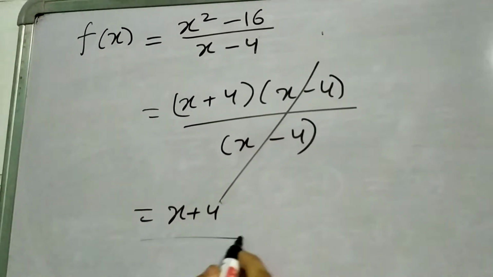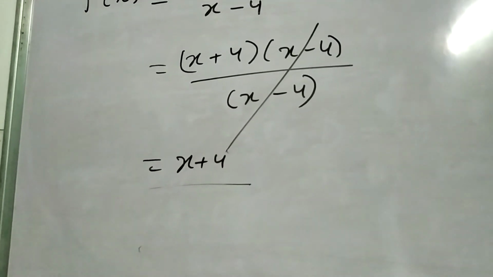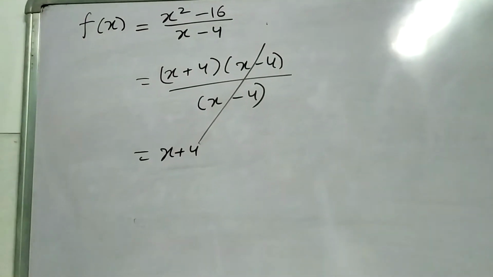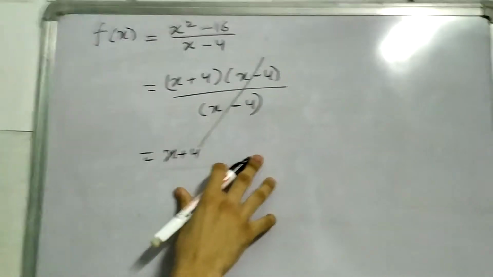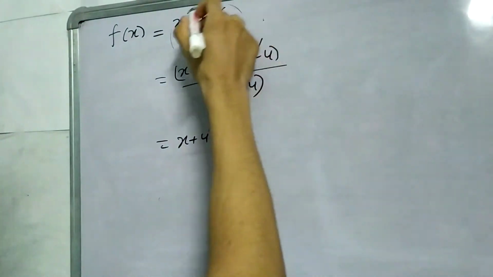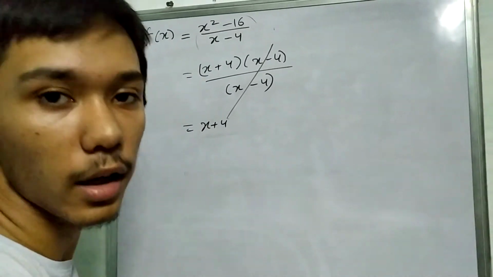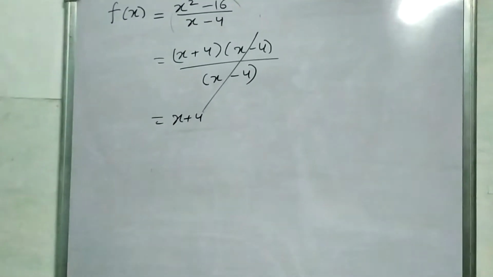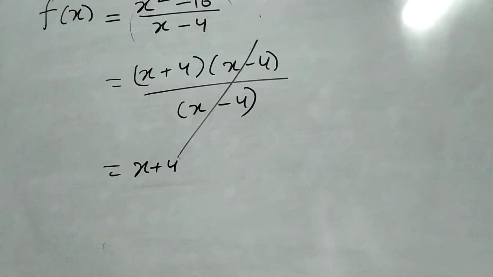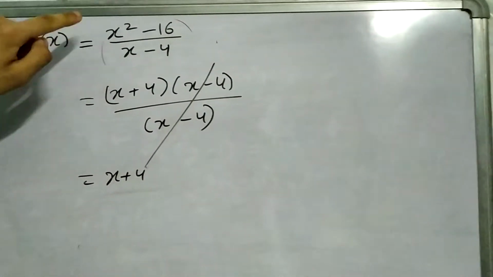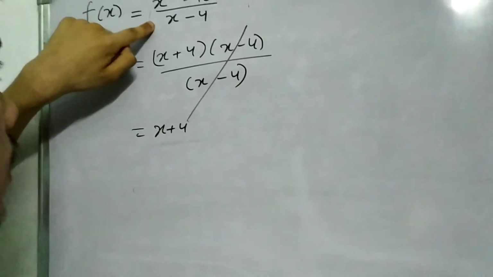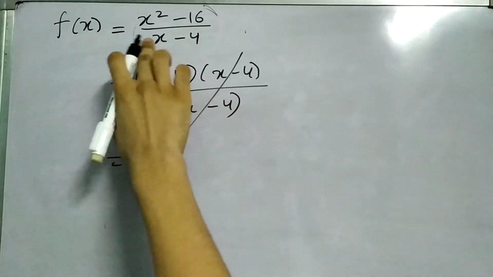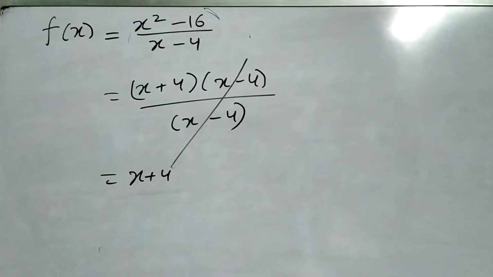Now if this is our function, x plus 4, you don't have any restrictions as such, right? x can take any value and f of x will give you any value. So the domain and range of this function are all real numbers. Domain is R and the range is also R. If you want to confirm this, you can plot this function. If you plot x square minus 16 upon x minus 4, you will get a graph like this.